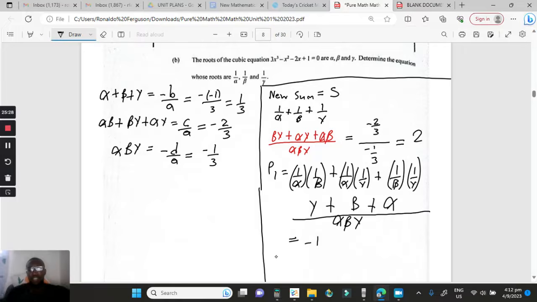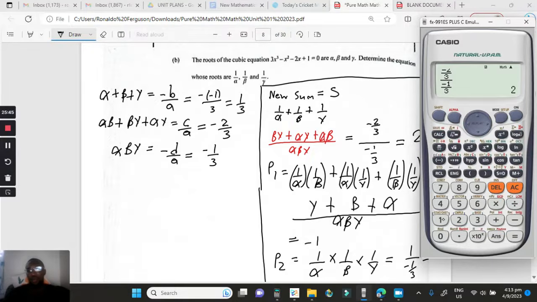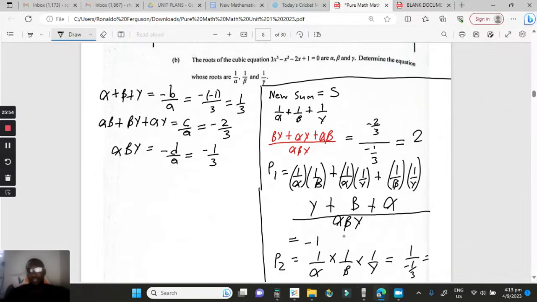Next we need to find our new P2. Our new P2 is going to multiply 1 over alpha times 1 over beta times 1 over gamma, which is 1 over alpha beta gamma, which is negative 1 over 3. And then we work out 1 divided by negative 1 over 3, which is negative 3. Put that in the calculator and we'll get negative 3.